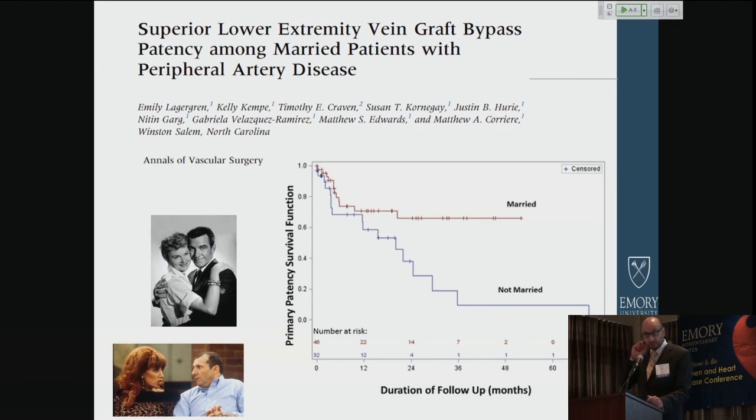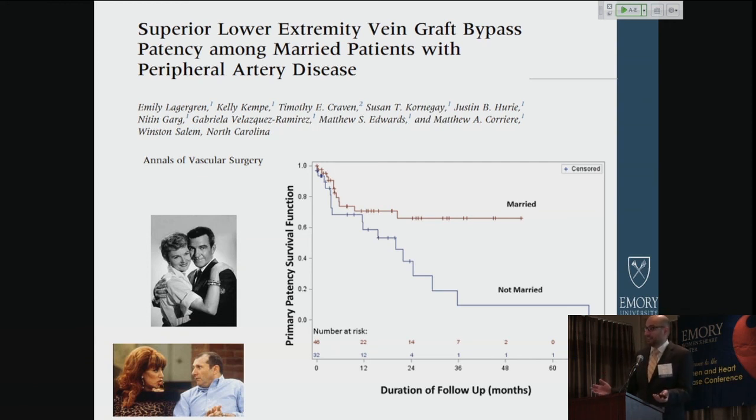This was an interesting study performed by one of our fellows looking at a single institution experience where she ended up practicing afterwards in Wake Forest. But it looked both at men and women and found that lower extremity bypass surgery has improved patency if the patient was labeled as married. Now, interesting here, only 20% of those patients were women. And the problem, of course, is that you don't know what married means. It does not really reflect whether a relationship is good or bad.